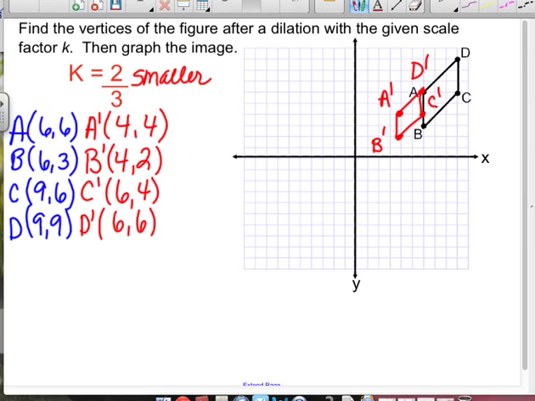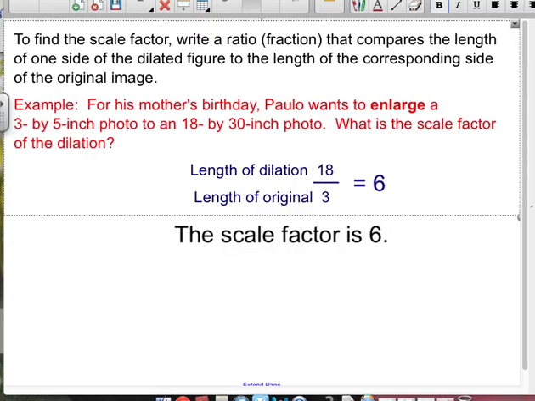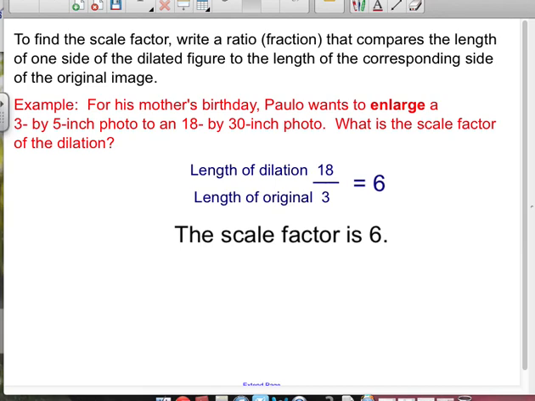Okay? Let's see what else we have to do. A couple word problems. To find the scale factor, write a ratio, which is a fraction, that compares the length of one side of the dilated figure to the length of the corresponding side of the original image. Okay, here's what we're talking about. If you have some figure and you know the dimensions of it, and then you dilate it, you either make it bigger or smaller, and you have the dimensions of that one as well, you can compare the size of the original figure to the size of the dilated figure and figure out the scale factor. You can figure out what K is.